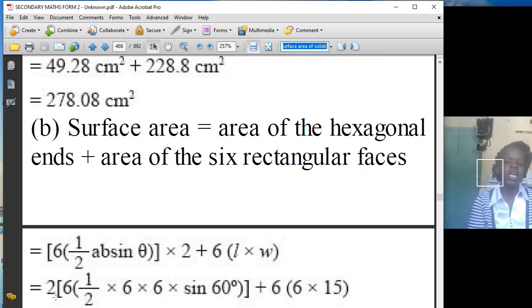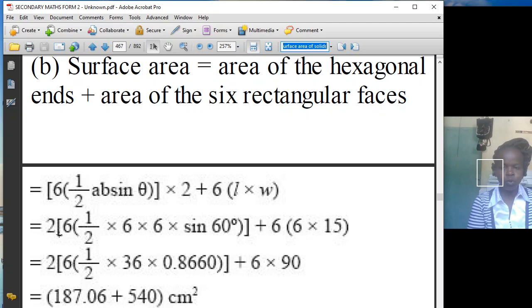And there are 2 sides, uniform cross section, 2 times that. So when we substitute, that is why we have written 2 times 6 times a half times 6 times 6 sine 60. This one is for one triangle times 6 of them. Then times 2 for the 2 hexagonal ends. Then we come to the area of the rectangular faces. 6 times 15. And there are 6 of them. You multiply by 6.